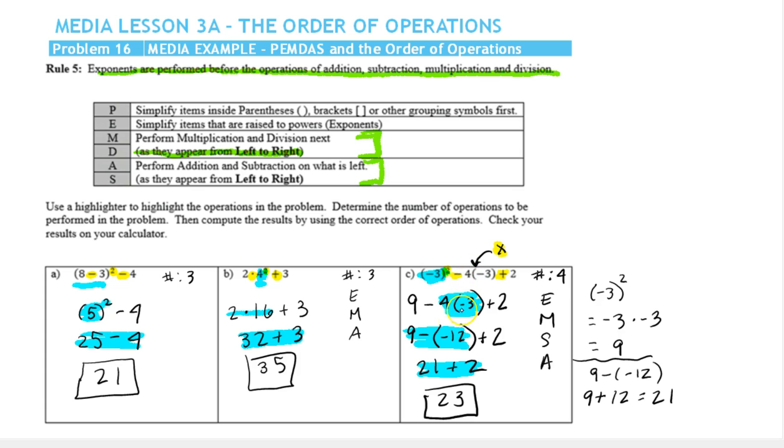And notice we have 1, 2, 3, 4 operations. It looked like we got them all. And in the next video, we will learn how to check these on the calculator.